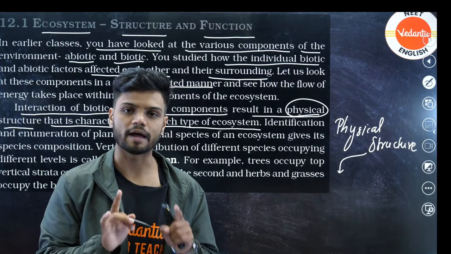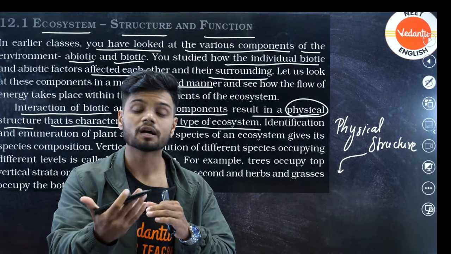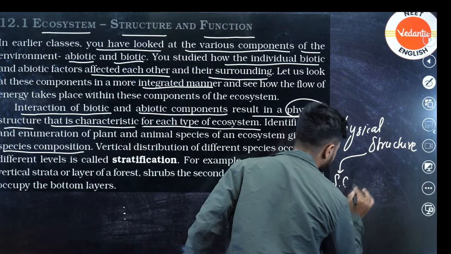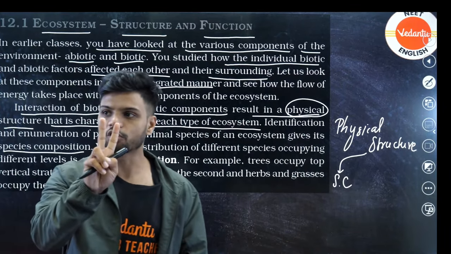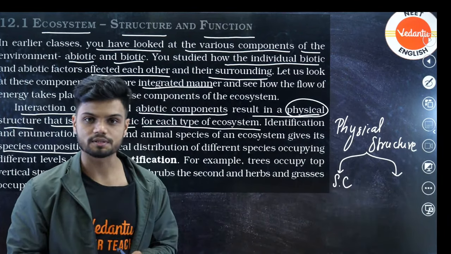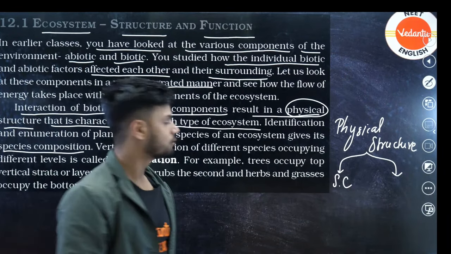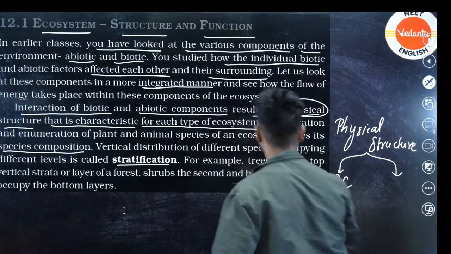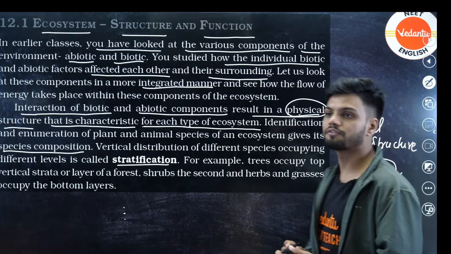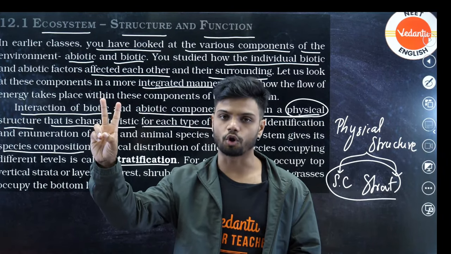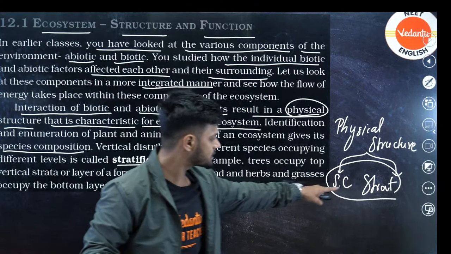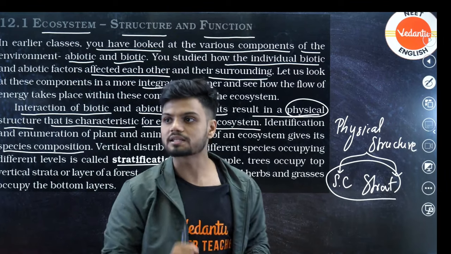The first component of the physical structure of the ecosystem is nothing but species composition. The second component is stratification. I'll write it down here. So in the physical structure of the ecosystem, we have two different components. The first is species composition. The second is stratification. Clear? Now let's read the NCERT.